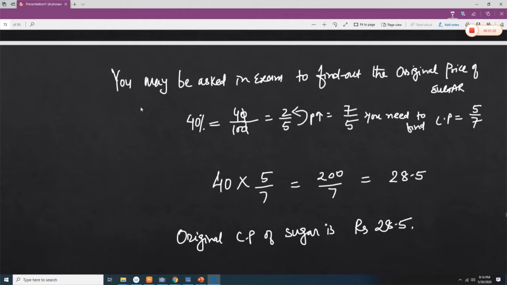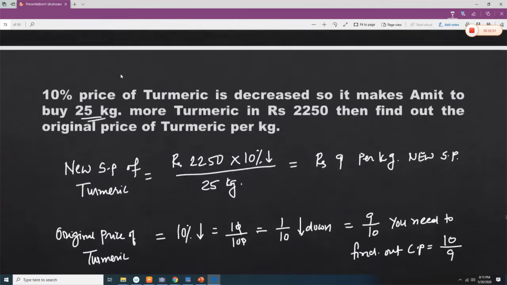You may be asked in the exam to find out the original price of sugar. Now 40% increase, so 40% means 4 over 10 or 2 over 5, and it is increasing, so you have to find out the whole value. So the whole value will be 5 plus 2, 7 divided by 5. Now you need to find out the CP, so you have to flip this particular figure. Instead of 7 over 5 you have to write 5 over 7. 40 rupees into 5 over 7 comes to 28.5 is the original price, or original CP is 28 rupees and 50 paisa.